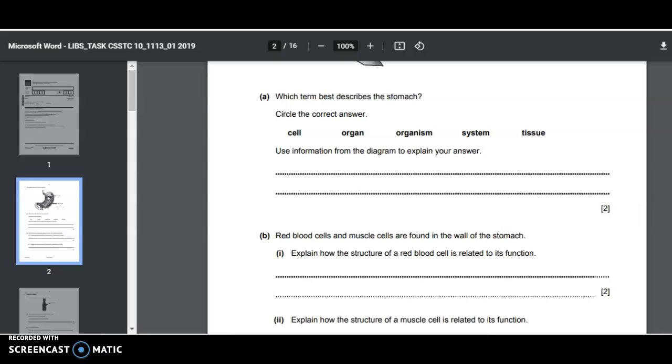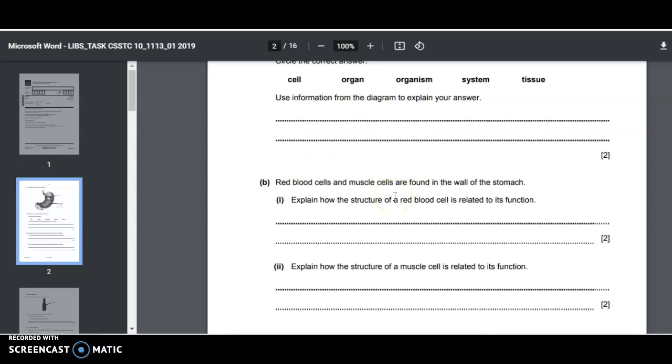And why are they that shape? Well, they need to go through the blood vessels. They need to be able to fit if there's a blockage or something. So the round shape makes them easy to go through. They don't have a nucleus because that increases the amount of space for them to do gas exchange.